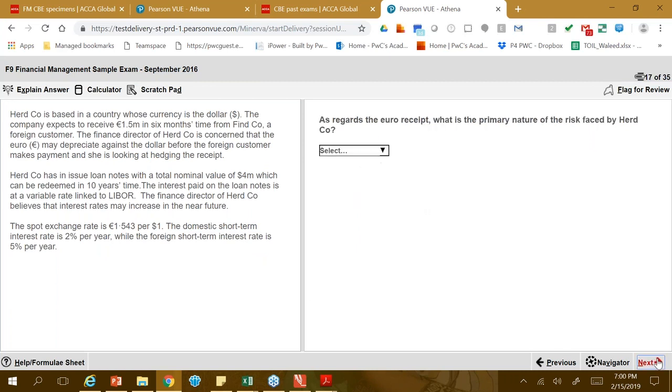Next one now. As regards the euro receipt, what is the primary nature of the risk faced by Herd company? Is it a transaction risk, resulting from a transaction? Is it an economic risk resulting from macro factors? Is it a translation risk, where the assets and liabilities are converted into the home currency at the year end? Or is it a business risk resulting from operations? Well, this is a transaction risk. They're going to receive 1.5 million from a customer, so it is a transaction risk.